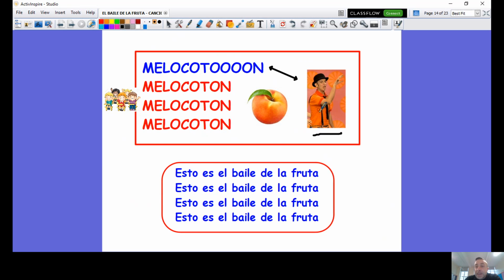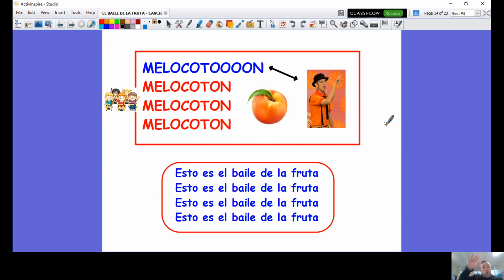Now, it gets a bit silly because we're singing. So it's not just melocotón. It's melocotón, melocotón, melocotón, melocotón. It's quite fast. This is us here. Nacho says everything first, and then we repeat everything he says. So what we're going to do now is pretend that Mr. Bell is Nacho, and that way you can repeat after me. Are you ready? Just like in the song.